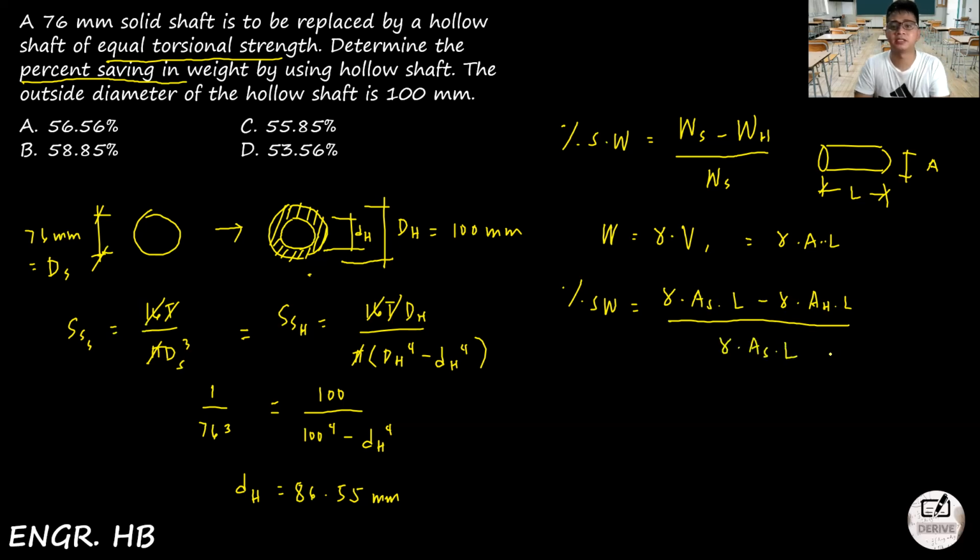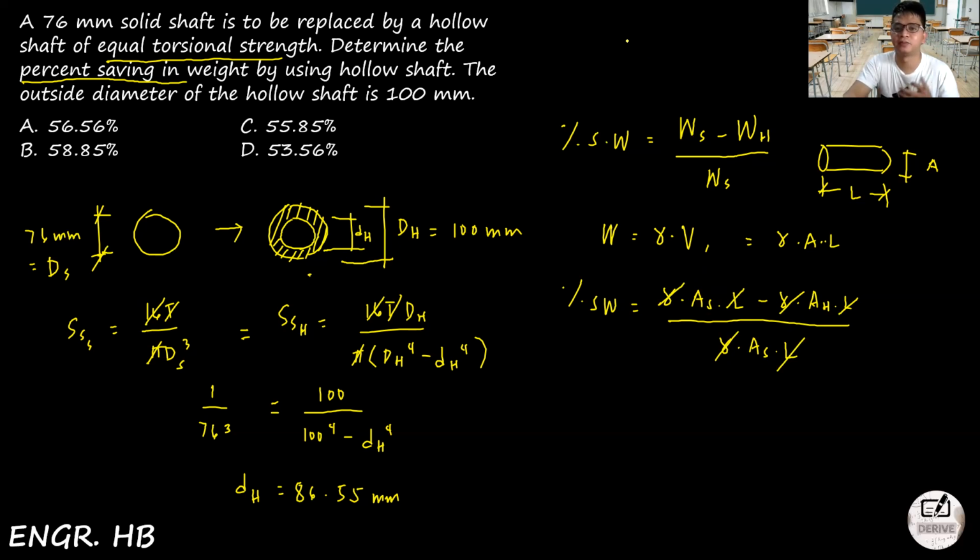At kapag wala namang sinabing length na amount, so matic, equal siya. And wala rin namang sinabing magkaibang material. So, ibig sabihin, si specific gravity here is equal to both of the shaft, both hollow and solid. So, pwede natin cancel ito, cancel ito, cancel ito. So, puro area na lang din ang matitira.